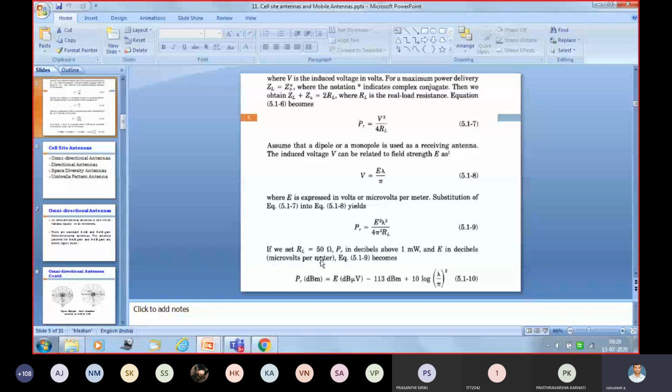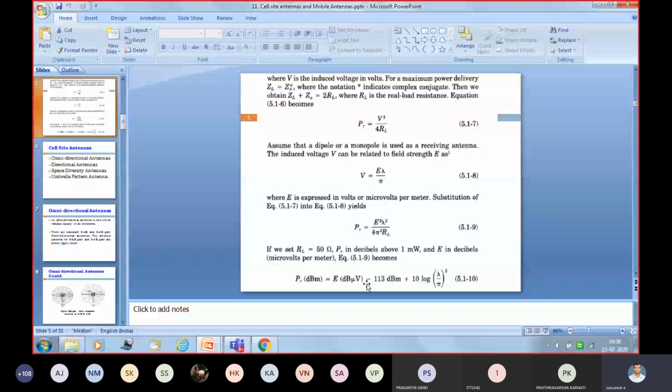First one, see this one, E lambda by pi. We have to change the equation. Automatically it comes as a plus term. The minus 113 dBm is the negative term. This is the numerator, converted from general terms to dBs. That is numerator minus denominator. The same thing we have to follow here. This is the equation for received power.